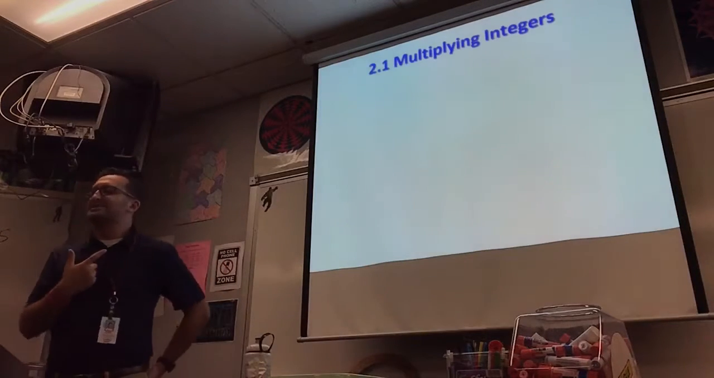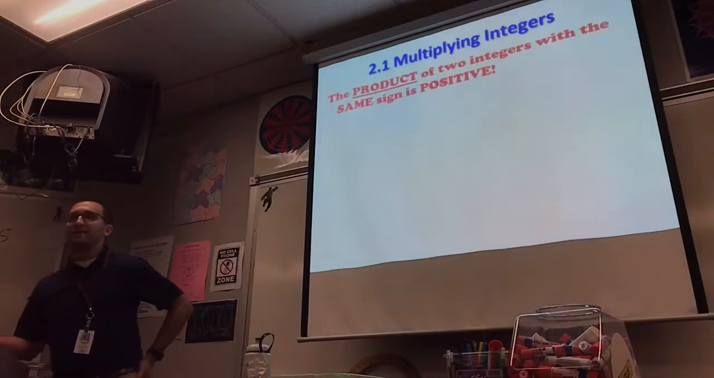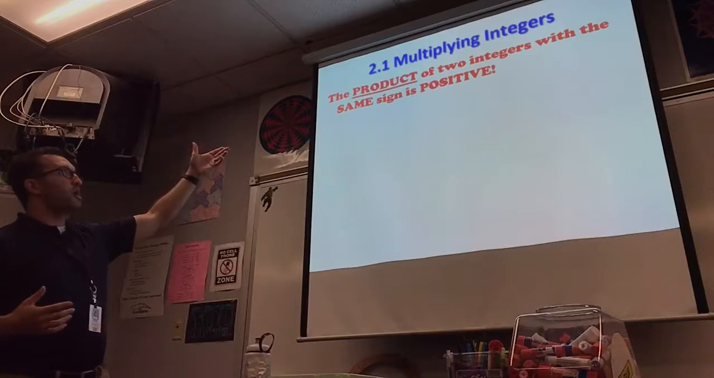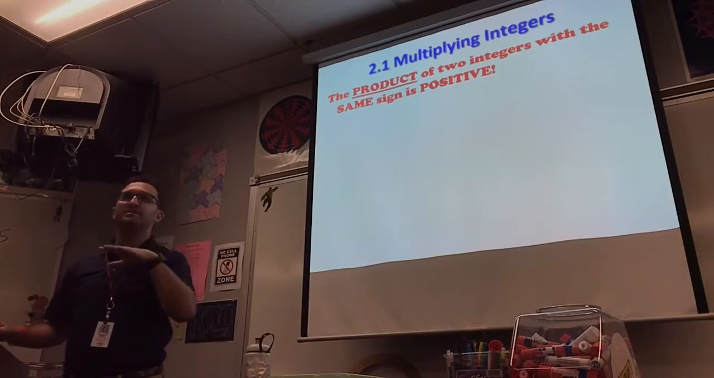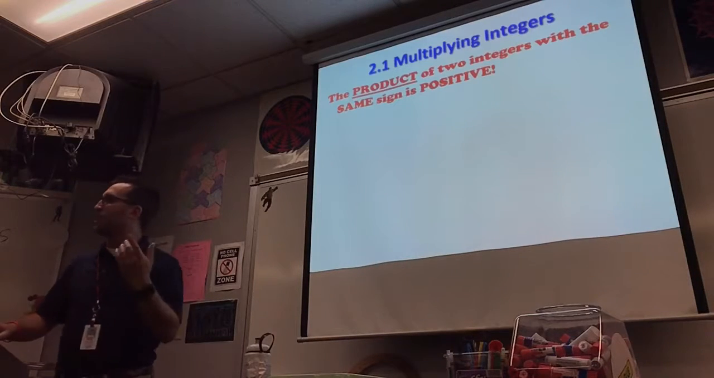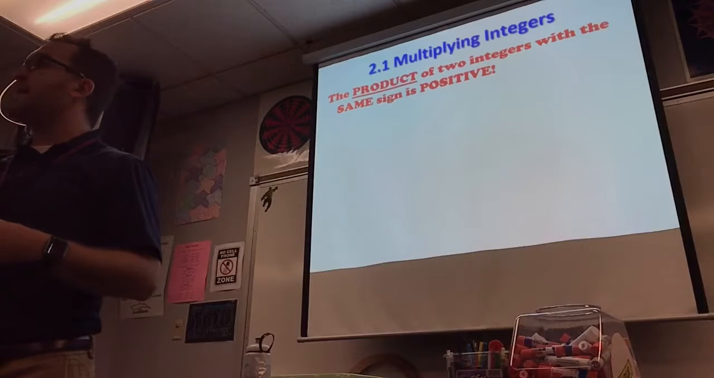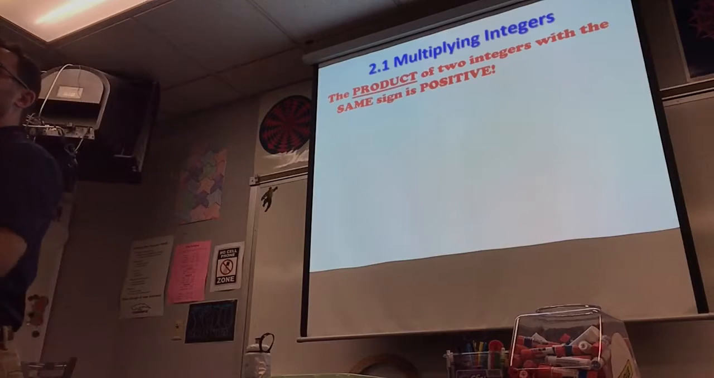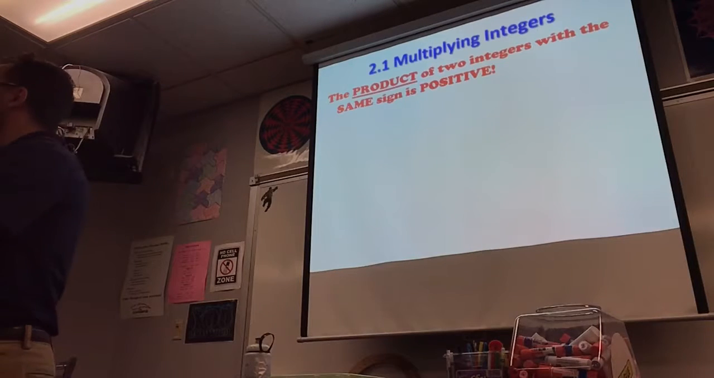So, multiplying integers. This is not something you need to write down. This is something you need to pay attention to while you glue. What do we figure out from the video? The product of two integers with the same sign is positive, because same sign, positive, different sign, negative. Join me, ready? Same sign, positive, different sign, negative. I'm going to keep going until everybody's joining me. Ready? Same sign, positive, different sign, negative.